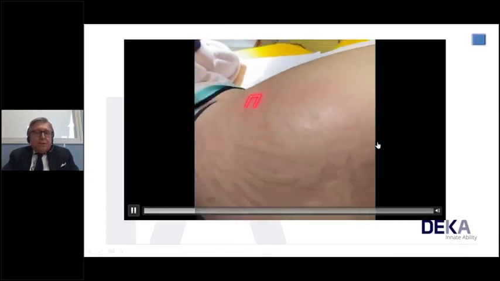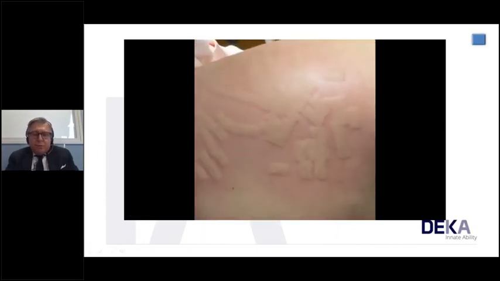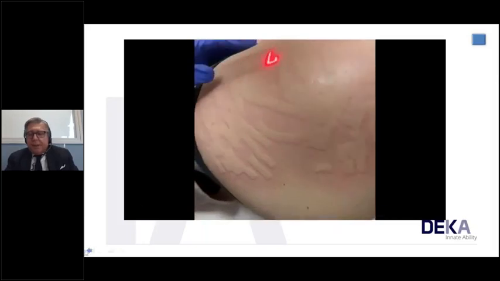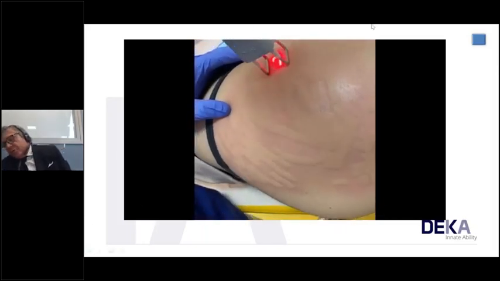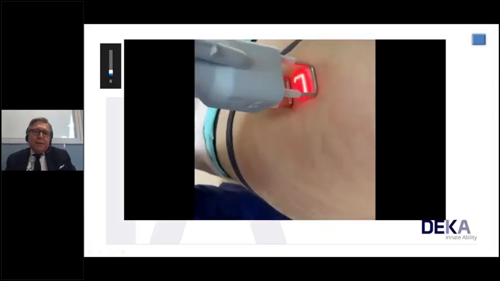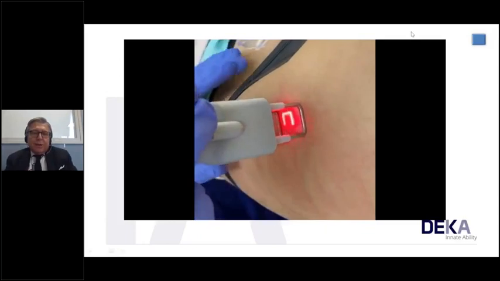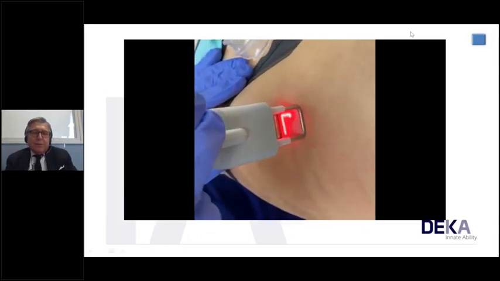This is one of the examples. You see, the idea here is to draw the square in the skin following the stretch marks. You can reduce a little bit even the percentage of the area of the square, so that you can follow the stretch marks along the entire area.